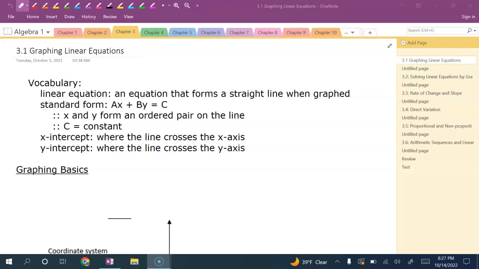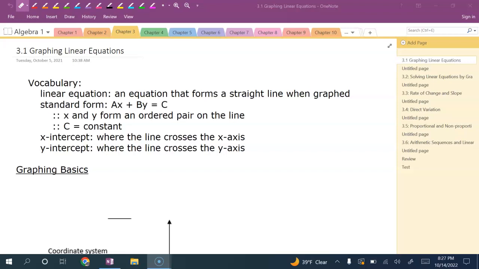There's something called standard form when you're talking about an equation of a line, and that looks like ax plus by equals c. A, b, and c are all going to be numbers. So an example of this would be like 3x plus 2y equals 4. Something like that would be something written in standard form.